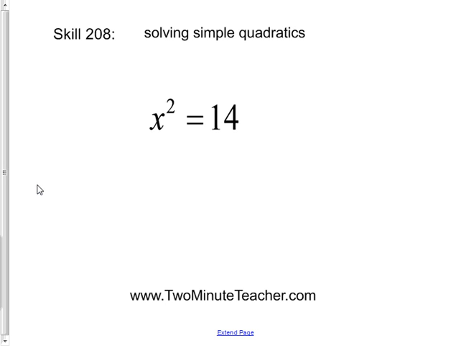Okay, if I'm solving this simple equation, x squared equals 14, most kids will go, oh yeah, get rid of the squared by taking the square root. So x equals the square root of 14. And that's totally wrong. Why? Why can't you do it that way?